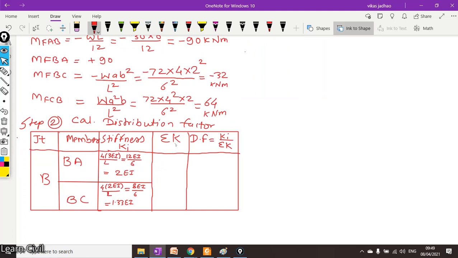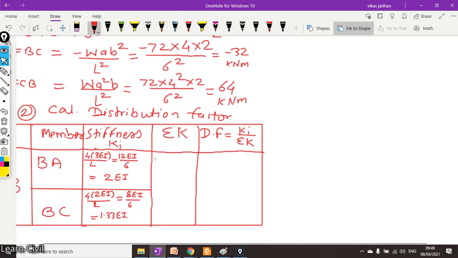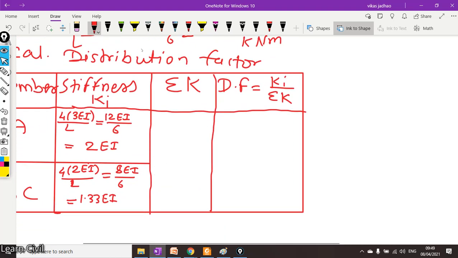Take the summation of K, that is add the summation of BA plus BC, that is twice EI plus 1.33 EI. So this will be equal to 3.33 EI.